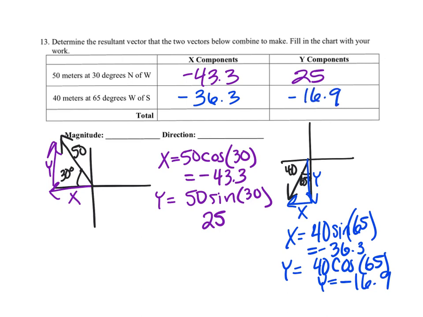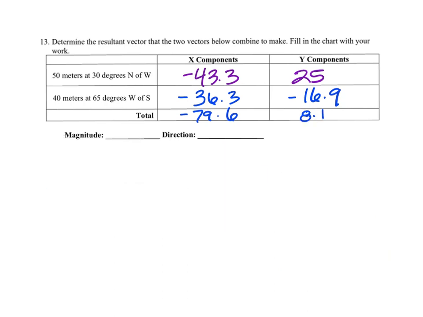Now our next step is to add up each column. We're going to get negative 79.6 in the X column and 8.1 in the Y column. All right, so let me clear some space now, and we'll finish this up. So now we're going to take our totals and draw our new triangle. We're going to go west 79.6, and we're going west because our X value is negative. Then we're going to go up 8.1.